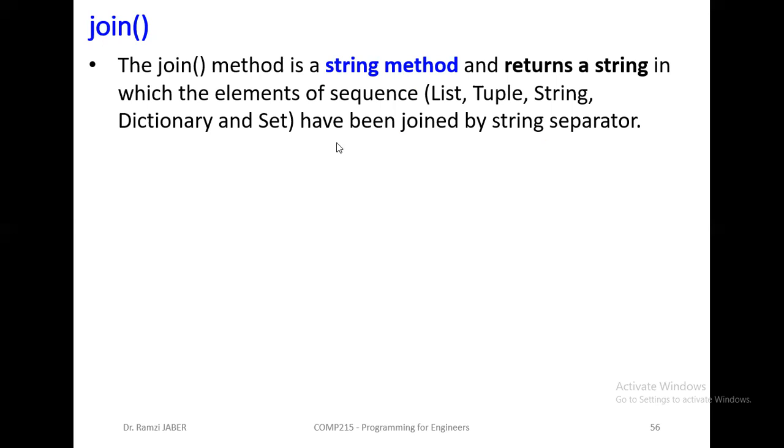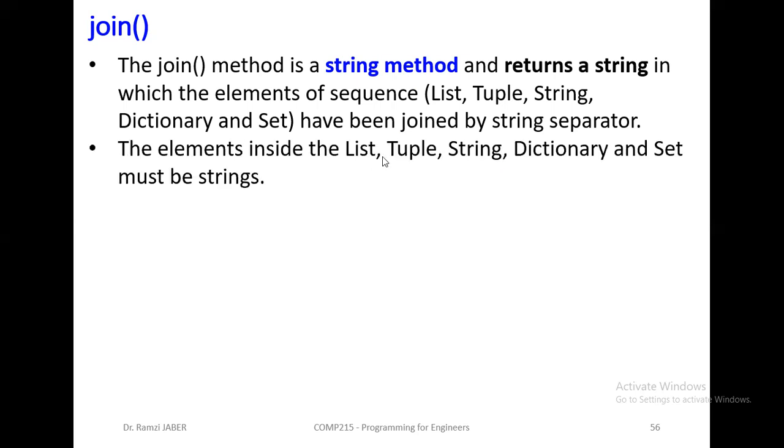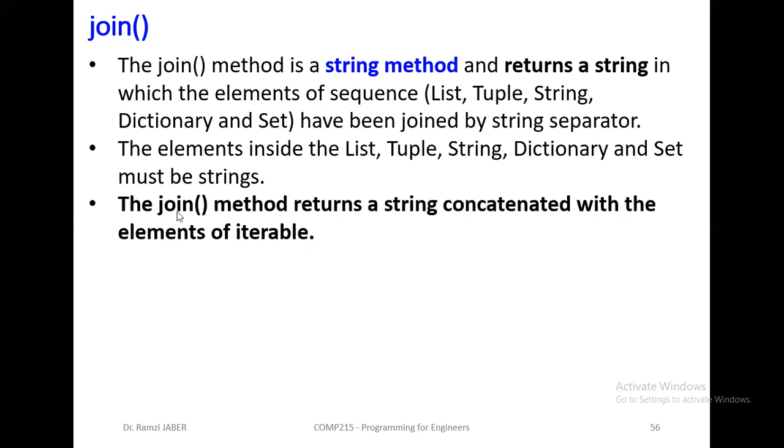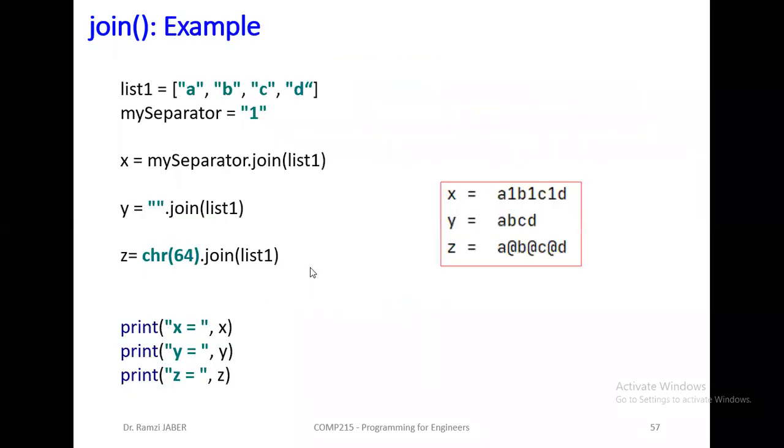Here we convert anything to a string. The elements inside the list or tuple or string or dictionary must be strings. So the join method returns a string concatenated with the elements of your sequence. So example, your string dot join. Okay, example here.